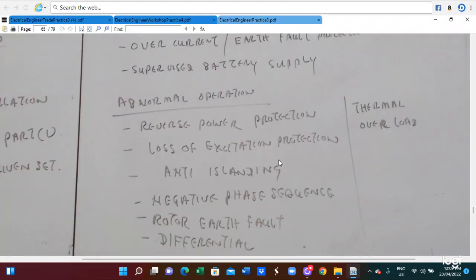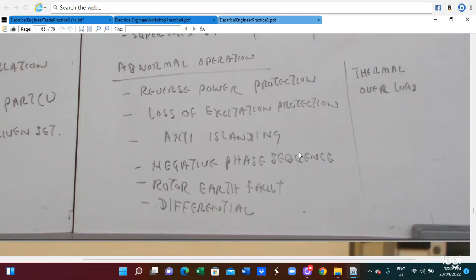At the time of an abnormal condition, reverse power protection and loss of excitation protection in the island must be provided. In the meantime, negative phase sequence must be sensed, and rotor earth fault protection, a differential system, and a thermal overload system must also be provided. This is the kind of agenda.